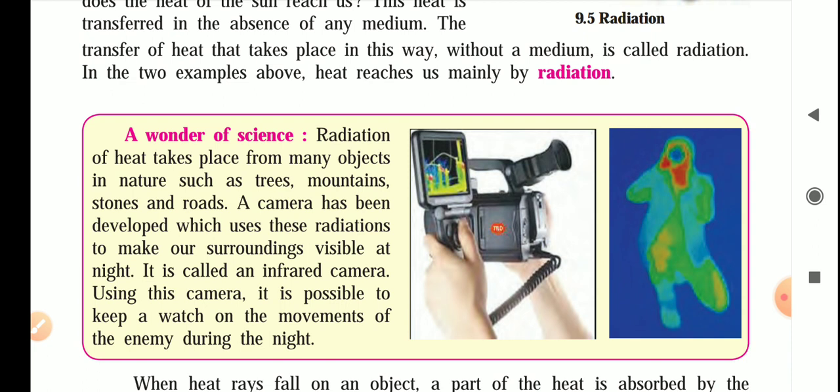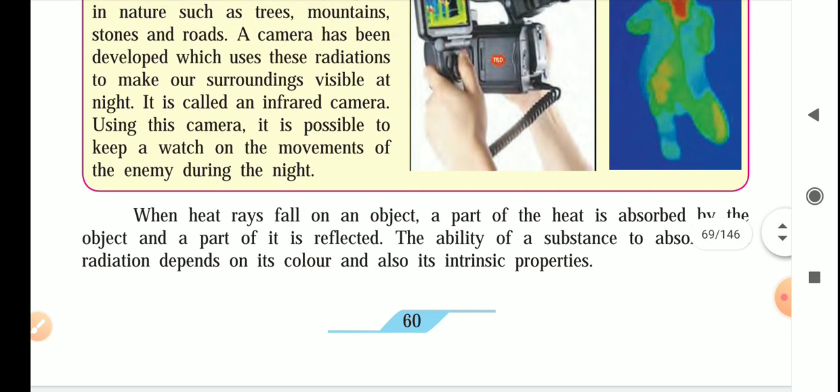Using this camera, it is possible to keep a watch on the movements of the enemy during the night. We can use the radiation of heat by the human body to detect enemy movements during the night. Now, when heat rays fall on any object, a part of the heat is absorbed by the object and part of it is reflected. The ability of a substance to absorb heat radiation depends on its color as well as its intrinsic properties.